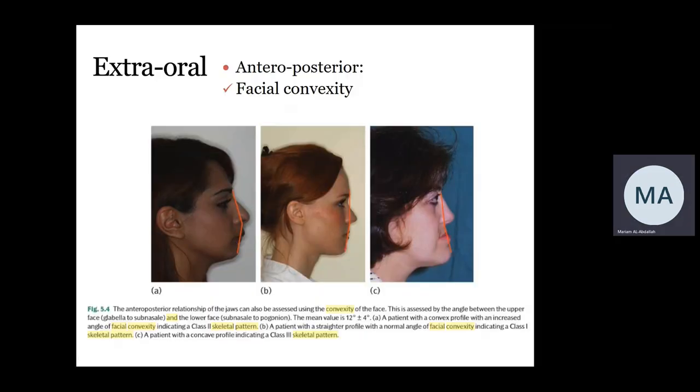Now we come to the convexity of the face, and here we look at the angle between two lines, a line that represents the middle face and another one that represents the lower face. And our reference points are the glabella between the eyebrows, the subnasale, and the pogonion. If these three points are forming a convex shape, then this means that we have class two skeletal pattern with convex profile. If we have mild convexity or straight line, that means we have class one skeletal pattern. If it's a concave shape, that means we have class three skeletal pattern with a concave profile.